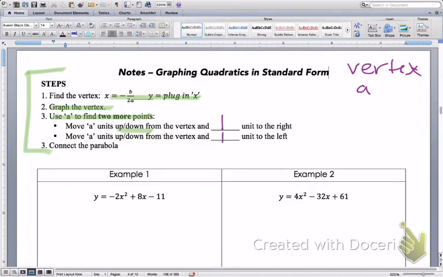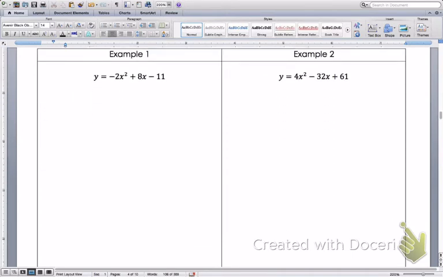So the first example we have is negative 2x squared plus 8x minus 11. We need to find our vertex because that's how we start our graph. If we don't have our vertex, we can't graph it. So let's go ahead and do that. x equals negative b all over 2 times a. My b value is 8, so we plug in an 8 here. My a value is negative 2. We plug in a negative 2 there. Simplify the expression, negative 8 over negative 4, and that divides to give us positive 2. So I found half my vertex.